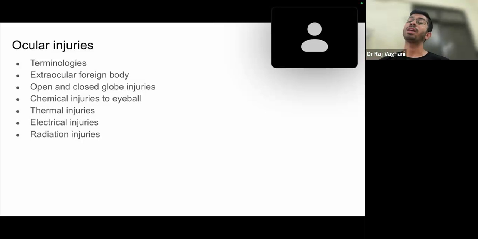There's also one important topic, which is open and closed globe injuries, related to the eyeball. We are going to study these injuries, chemical injuries, thermal injuries, electrical injuries, and radiation injuries. These are kinds of injuries which are common to every part of the human body, right? So we'll study them with respect to our eyeball.